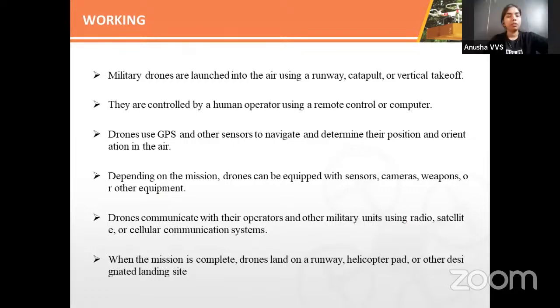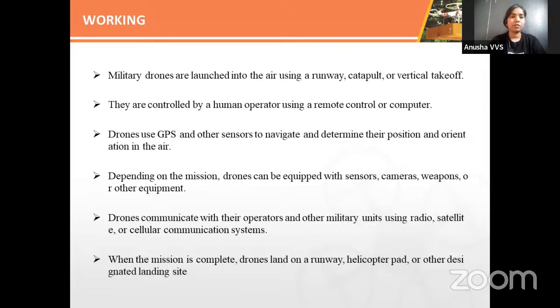Thank you. Now let us see the working of military drones. Military drones are launched into the air using a runway, catapult, or a vertical takeoff. They are controlled by a human operator using a remote controller or computer program. Drones have GPS for navigation and to determine their position and orientation in the air.